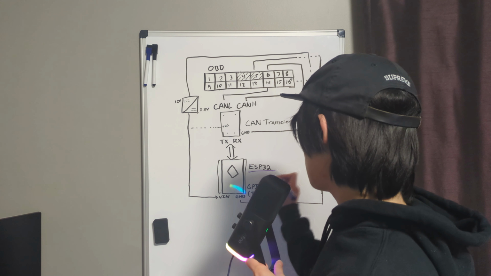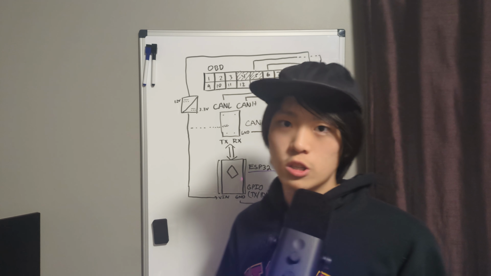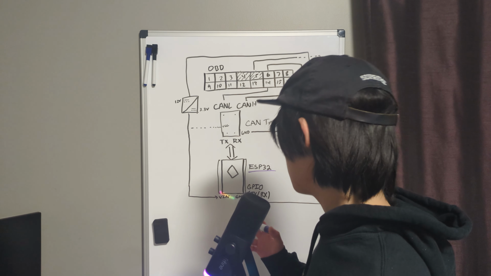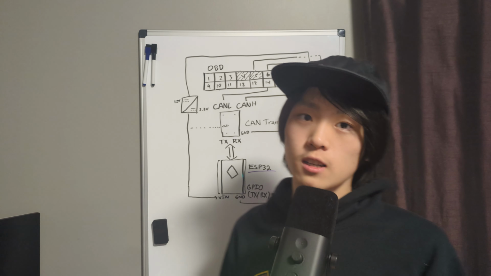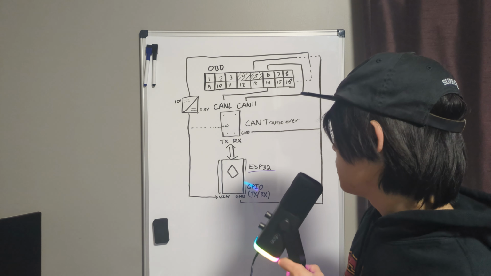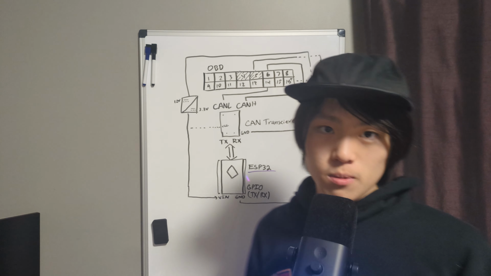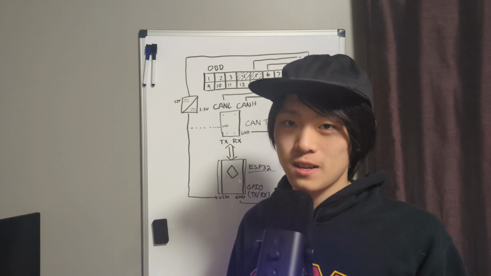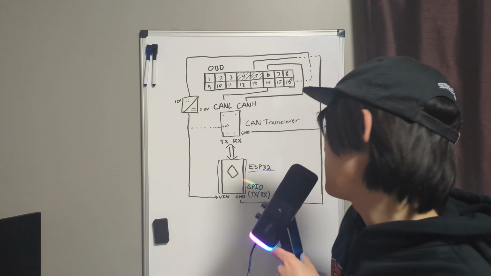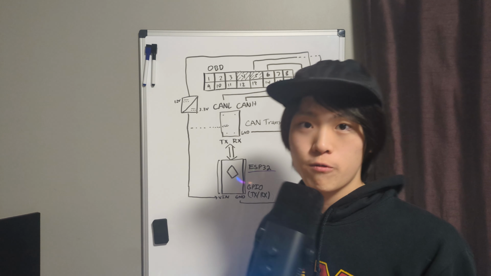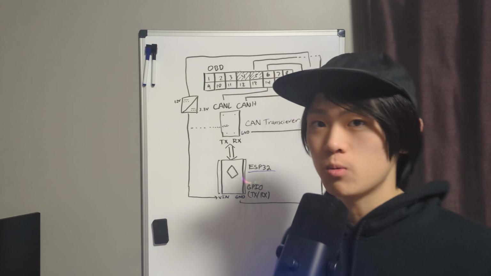So at the brains of it all, we have the ESP32. It's a single board computer with a lot of GPIO pins, so general purpose input and output, which is why it can operate as both a TX and RX, transmit and receive. And it's very cheap. If I fry it, it's okay. I have a lot more. And in fact, it requires very low power. It can probably be powered from the car itself, from the OBD port.